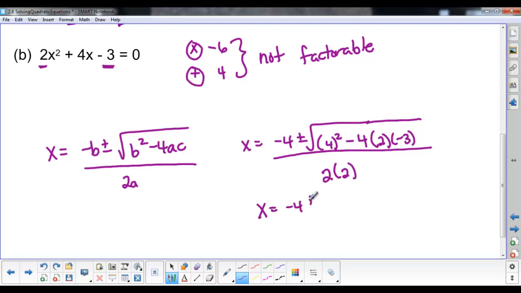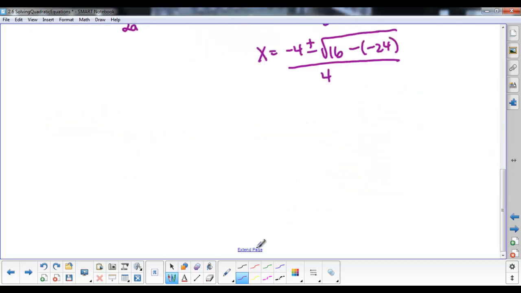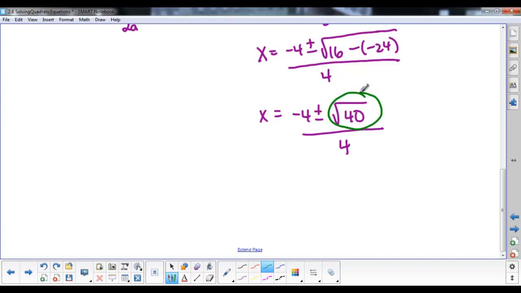And when we simplify, we end up with 16 minus negative 24, all divided by 4. Cleaning it up a little bit more, 16 plus 24, so we end up with square root of 40. Now, this is not fully simplified. Remember in grade 11, when you worked with radicals, you need to simplify your radical.